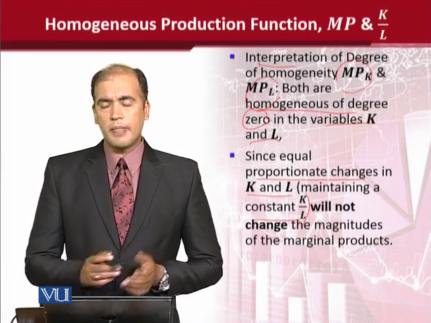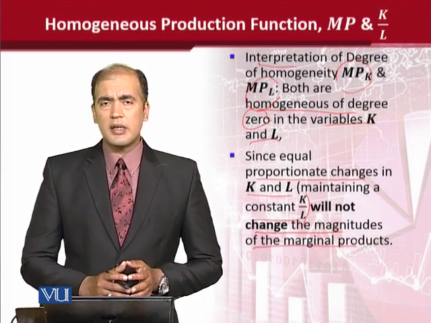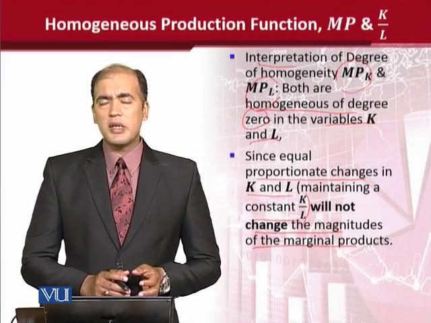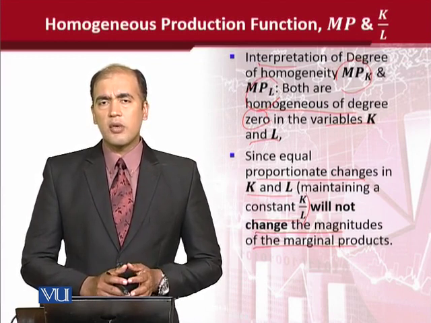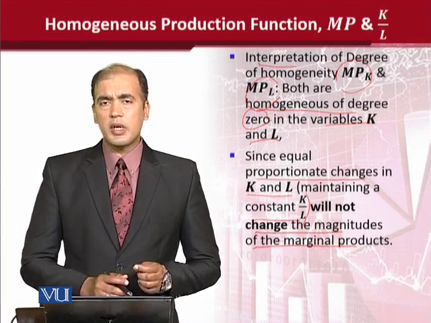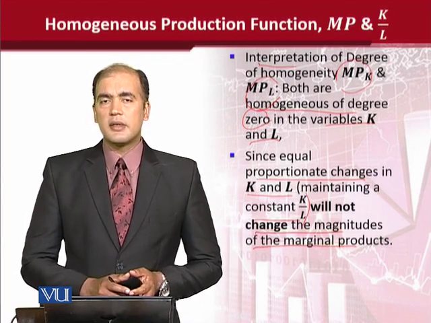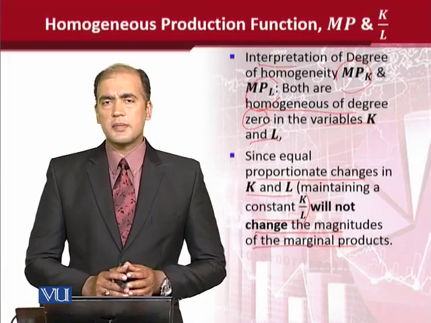will remain the same. So when it remains the same, it implies that the marginal product of labor has the degree of homogeneity of 0, and it is based upon a production function which is holding constant returns to scale. So this is how we can link the three concepts, that is the homogeneous production function, the marginal product of labor and capital, and the capital to labor ratio in one process. Thank you.